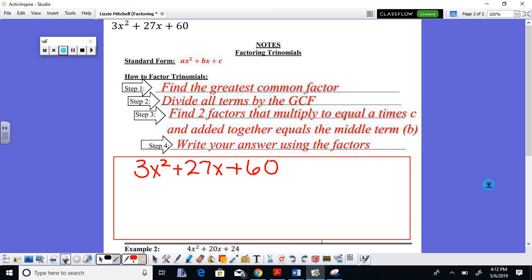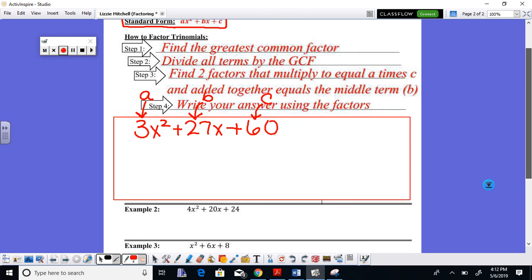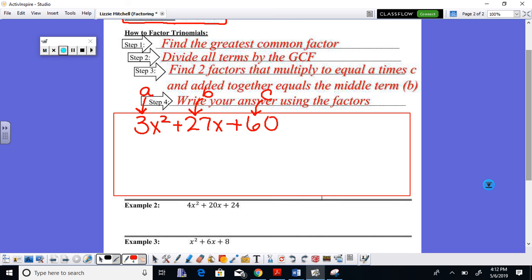Now, this is a little bit different. A little more work involved. So with that said, these are going to look like standard form format. Ax squared plus bx plus c. And what that means is the first term that is in front of the x squared represents a. And the second term represents b. And the third term represents our c. But before we label any of them as a, b, or c, we're going to see if we have a GCF. We've got to do that first.